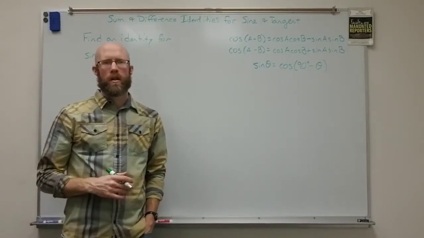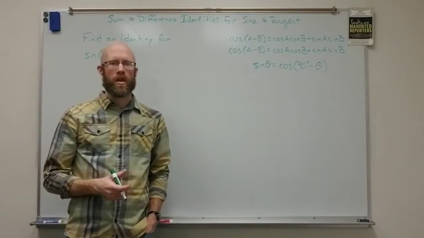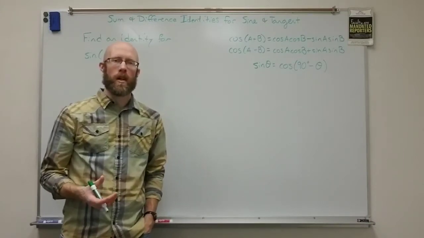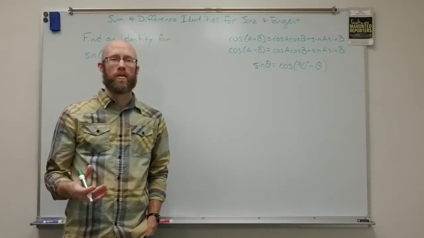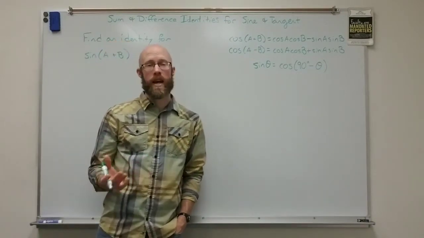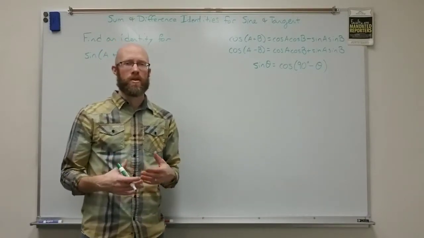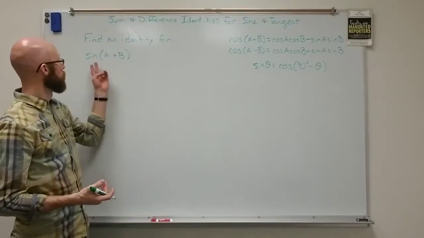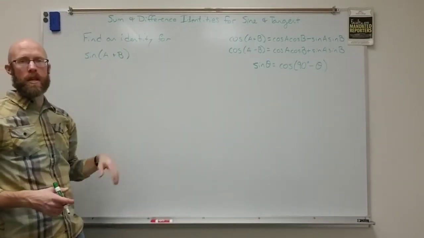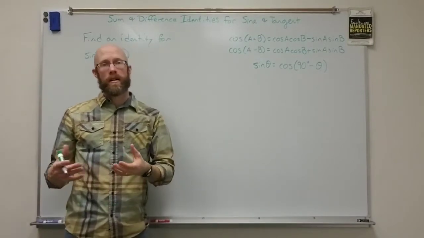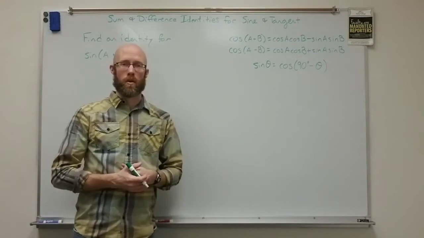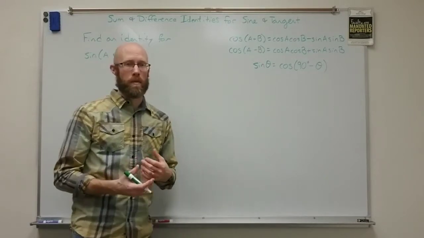So we just got done looking at sum and difference identities for the cosine. What we're going to do next is develop some formulas for the sum and difference identities for sine and tangent. Similar ideas, similar types of formulas, but we're going to be looking at the sine of a plus b and the sine of a minus b and the tangent of a plus b and the tangent of a minus b. Those are the formulas we're going to be looking for coming up next.